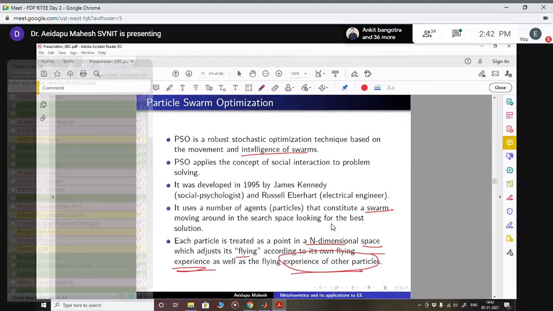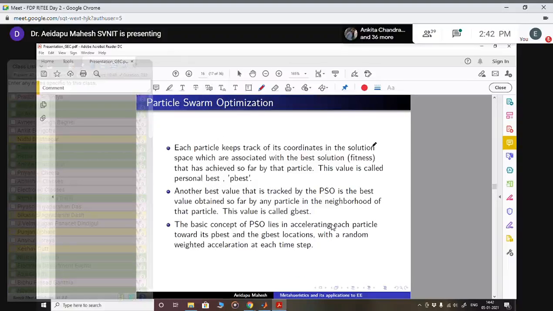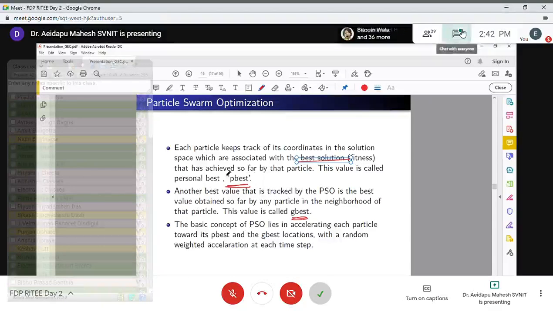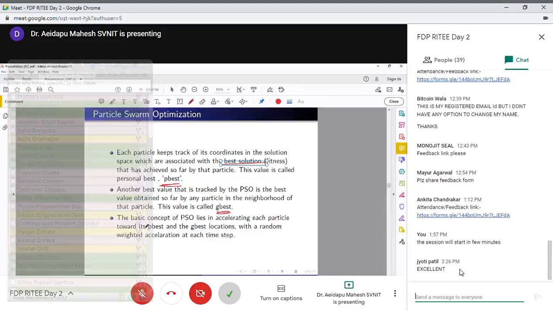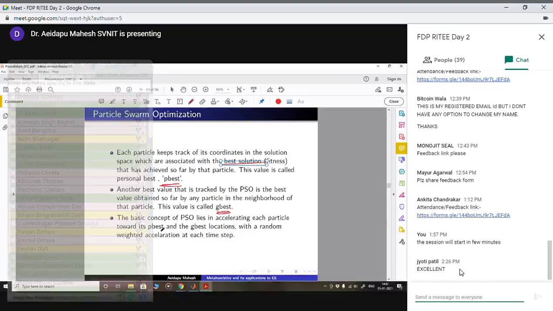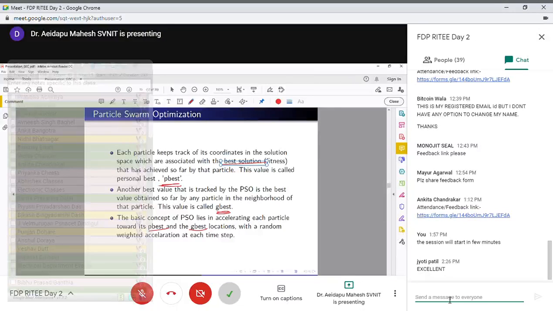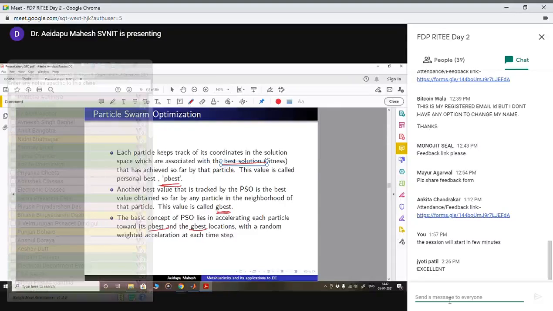Each particle keeps track of its coordinates in the solution space associated with the best solution it has achieved, and that is called the personal best. Another best value is tracked by the PSO, called the global best. The best solution achieved by the entire swarm is the global best, and whatever each particle achieves on its own is called the P best. The basic concept lies in accelerating each particle towards the P best and G best locations with a random weighted acceleration at each time step.